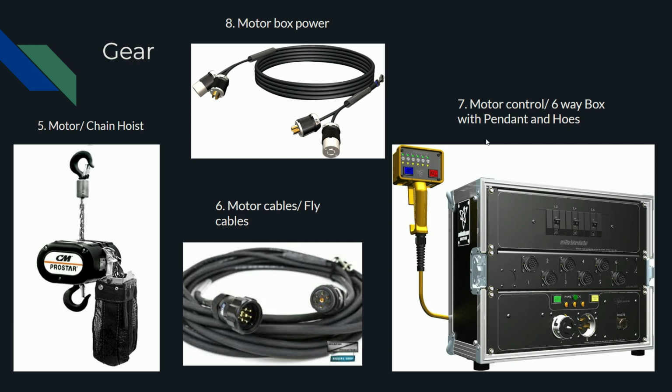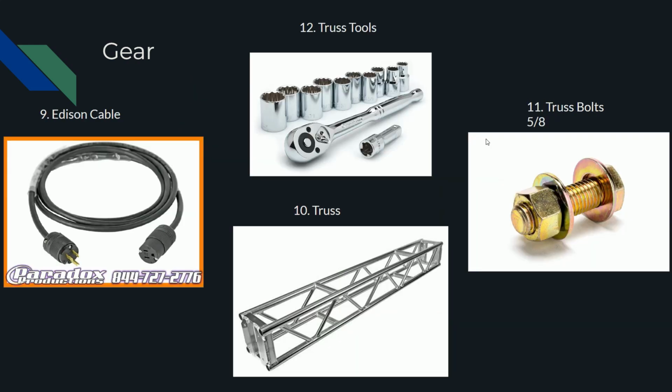All right, moving on. Number 9, an Edison cable. This is basically like your everyday cable that you would see at your house, what we call extension cords. It's called an Edison cable out there in the field. 10 is your truss. We've mentioned the truss a good amount already. I think you know what the truss is. It's basically the ladder grid that holds the weight for the screens or projectors, scenic pieces, or whatever you need to get hung.